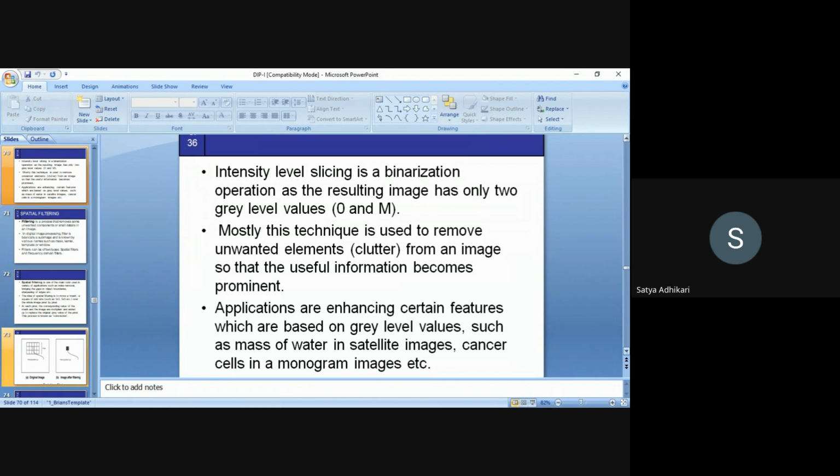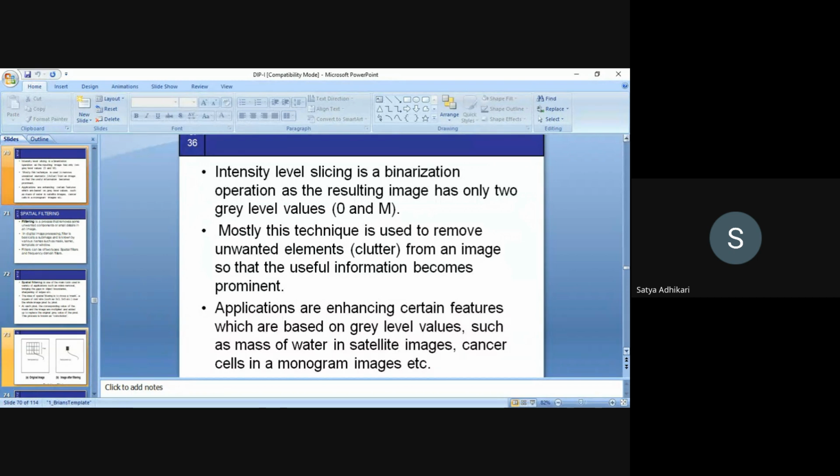Applications are enhancing certain features based upon the gray level values, such as masses of water in a satellite image, or cancer cells in a mammogram image. So you have to set a window, a range here. If you are only interested in some part of the image, you can enhance that part using double thresholding.